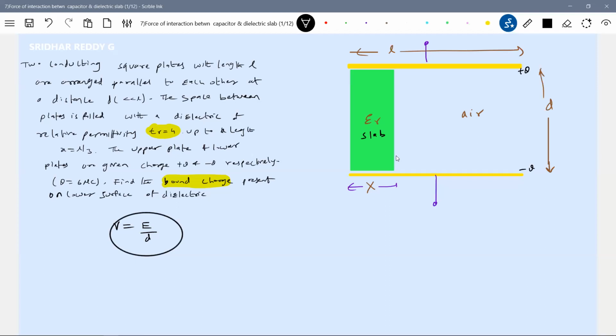What should be the electric field in the region where the slab is present and also in the region where the air is present? Should be same, no? The electric field. So we will show that using the arrow. The electric field strength in these two regions must be same. Let that be E1 and E2. Now the electric field is same.